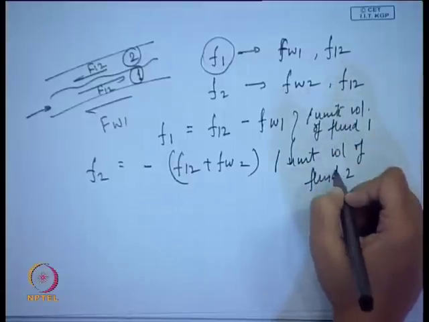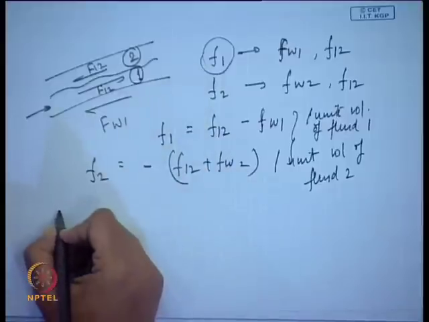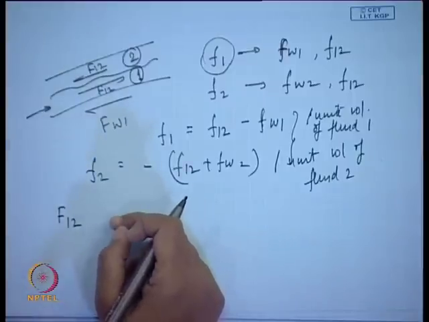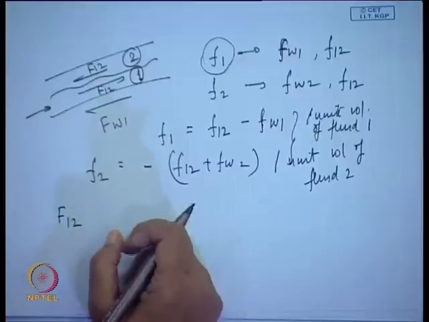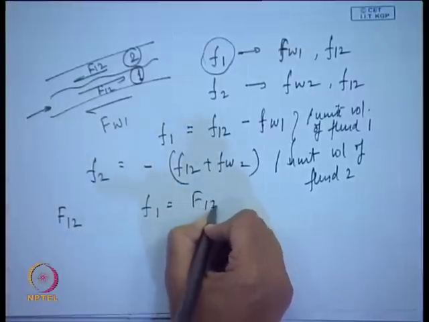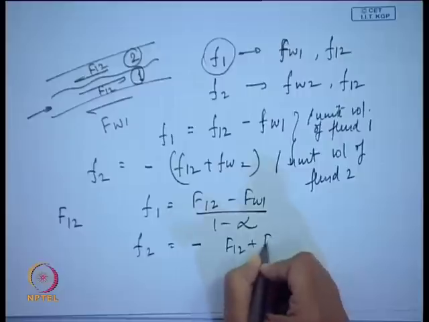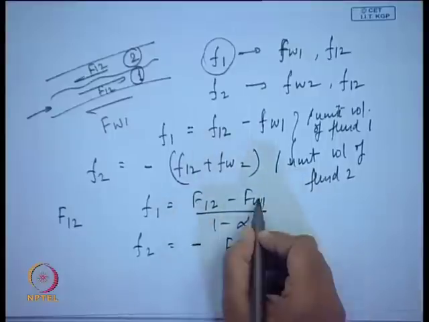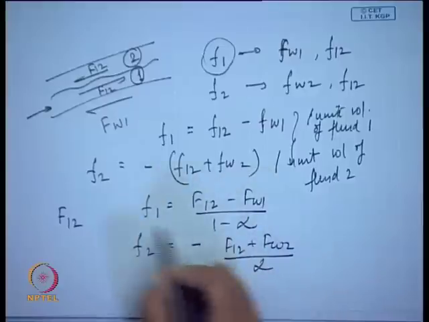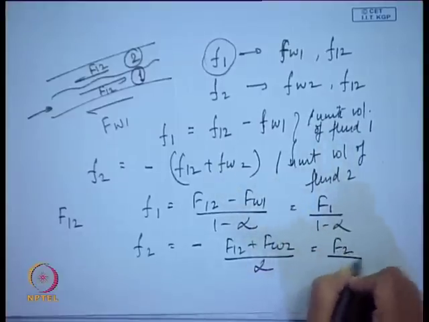So, in order to describe it as per unit volume of the total fluid mixture, what we had defined was capital F12, all the capital F's, which were per unit volume of the mixture. Accordingly, F1 would be equal to capital F12 minus Fw1 by 1 minus alpha, and F2 is minus of F12 plus Fw2 by alpha, where these capital F's are per unit volume of mixture flow. So your F1 into 1 minus alpha becomes capital F1. This is capital F1 by 1 minus alpha, this is capital F2 by alpha.